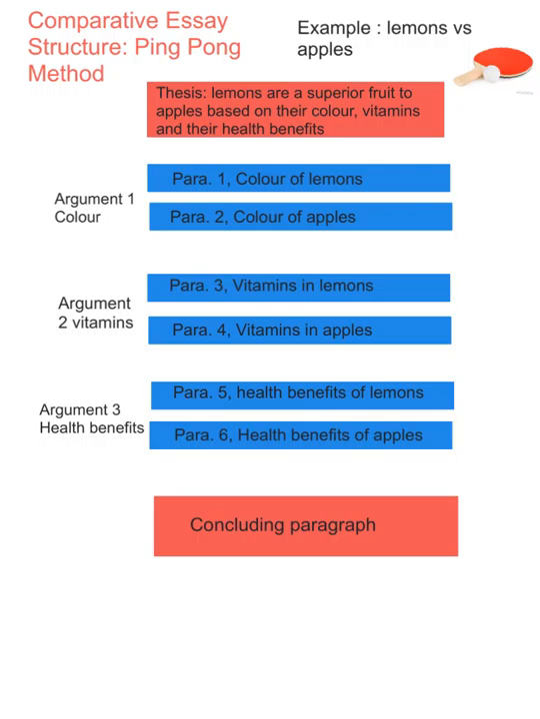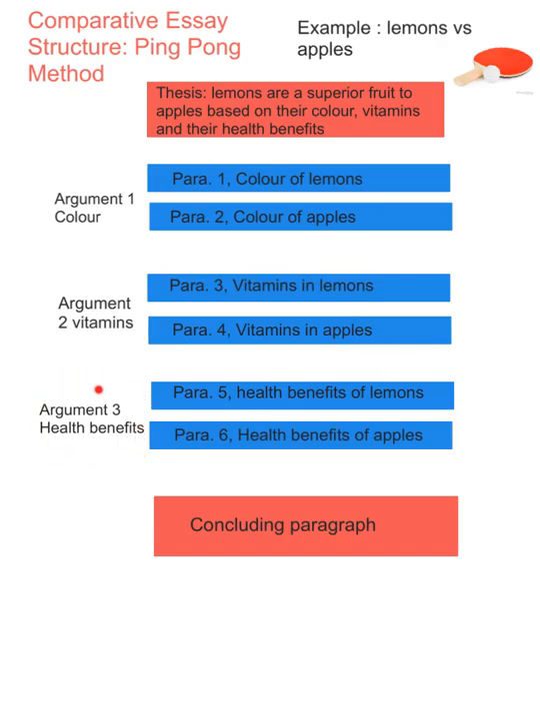So if I was using the ping pong method for this thesis and this essay, my first argument would be about color. So my first paragraph would explore how the color of lemons makes them superior. And then I would, in paragraph 2, explore how the colors of apples do not make them quite as superior as the colors of lemons. I will move on to my second argument, and I would talk about the vitamins in lemons versus the vitamins in apples when I would discuss that in paragraph 4.